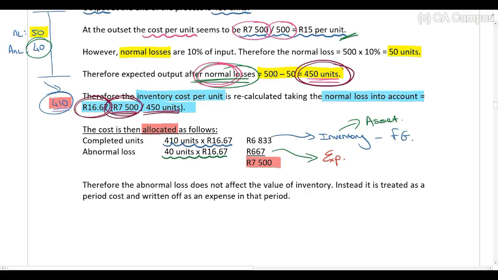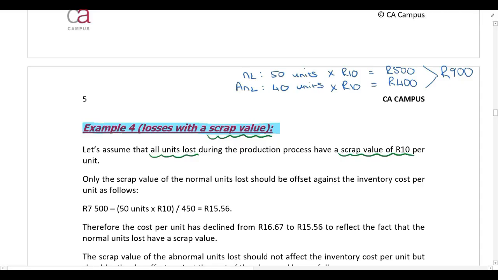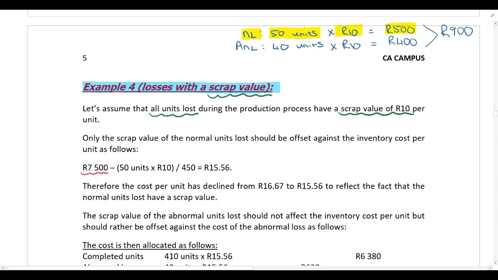Okay. However, my cost is now no longer 7,500 Rand because these units are sold for 10 Rand each. Remember, the normal loss is taken into account when we value our inventory. The abnormal loss is not. Ignore the abnormal loss for now. Only look at the normal loss. These 50 units that are lost can be sold for 10 Rand each, which gives the company 500 Rand for the normal loss. Which means, guys, my costs are no longer 7,500 Rand because the 50 units that I can sell for 10 Rand each gives me income of 500 Rand, which means my cost is now only 7,000 Rand. So the cost of 7,000 Rand divided by the same 450 units, which must take the normal loss into account, gives me an inventory cost per unit of 15 Rand 60.